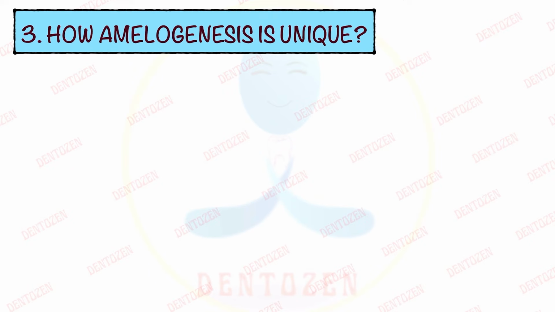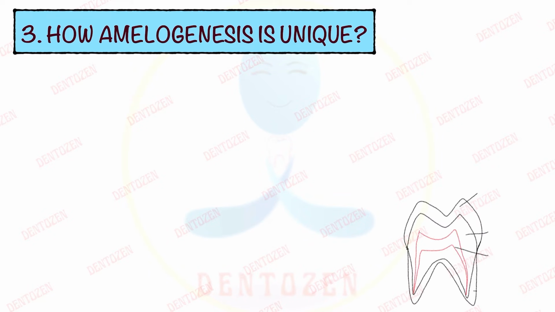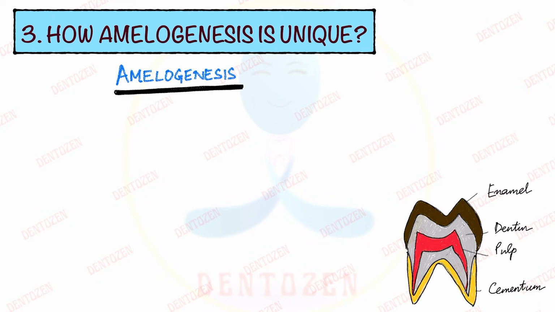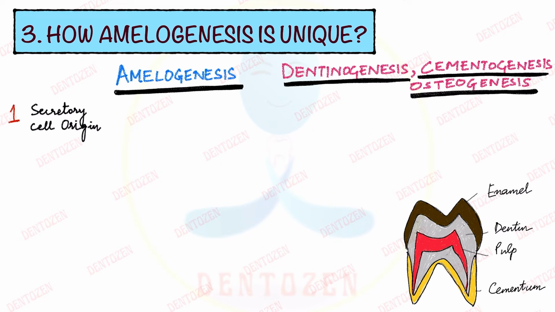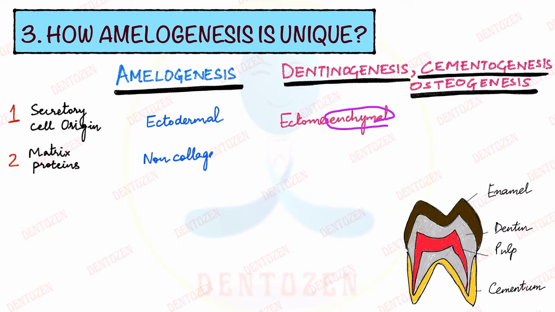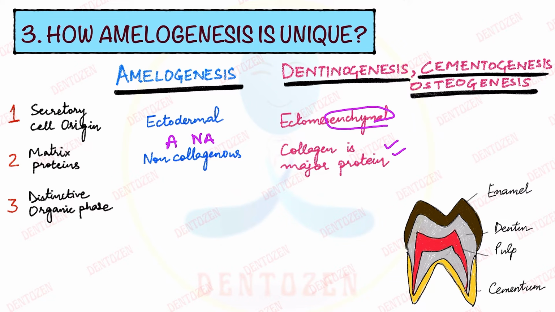So now we come to the third part of this video, that is how it is unique. The enamel-forming cell is the ameloblast cell, which is ectodermal in origin. For all other hard tissues, the cell is ectomesenchymal. Now the proteins in enamel are non-collagenous, that is amelogenins and non-amelogenins, whereas in all other hard tissues, collagen is the major or principal protein, which helps in mineralization.